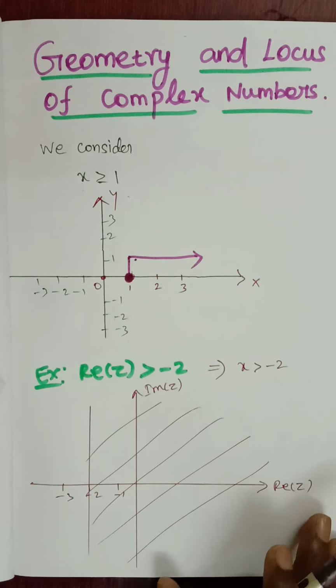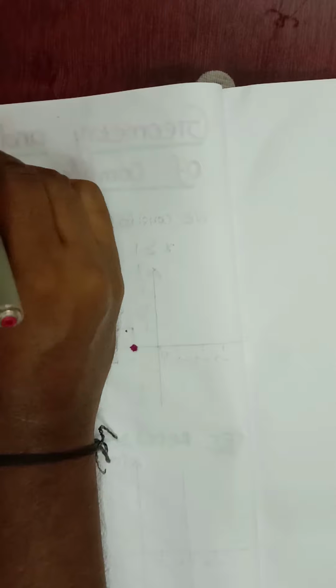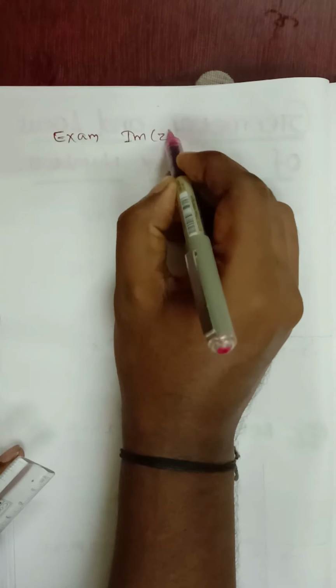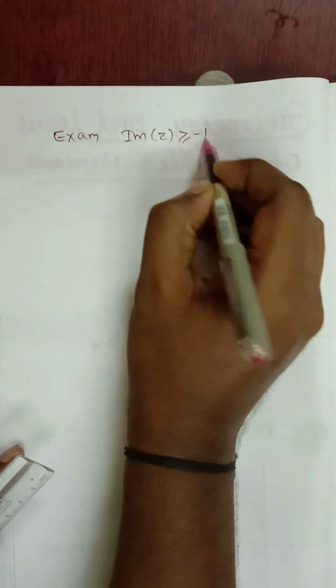Okay, now we consider one more example: imaginary of z greater than or equal to minus 1.